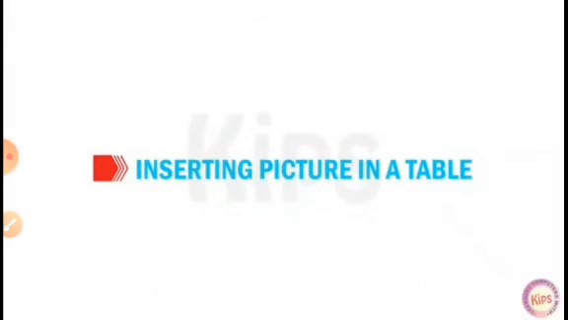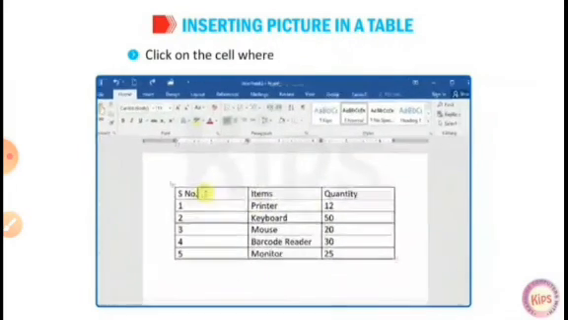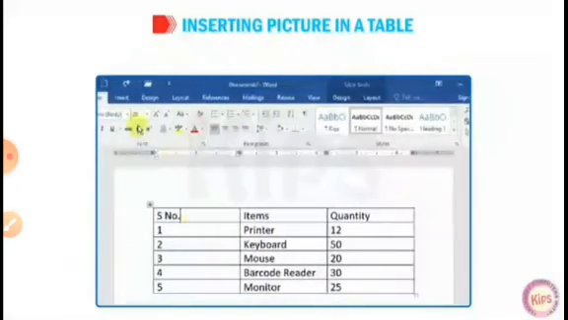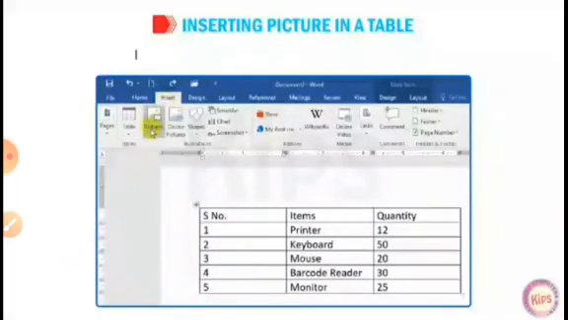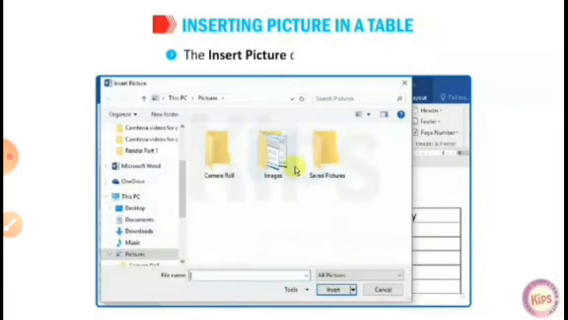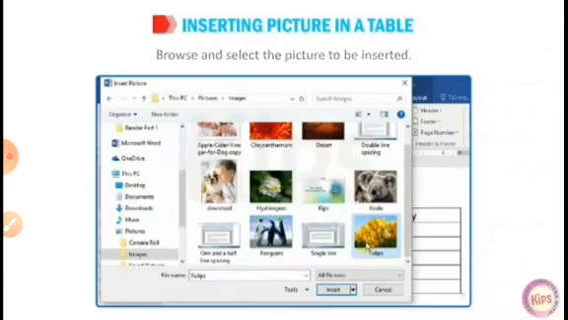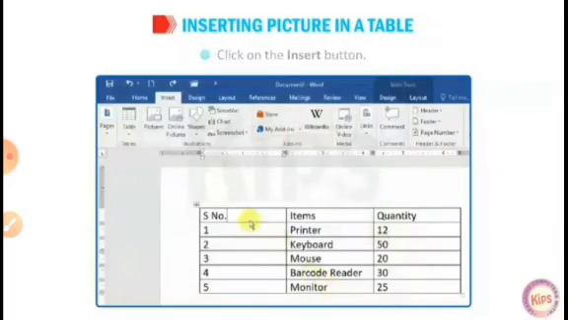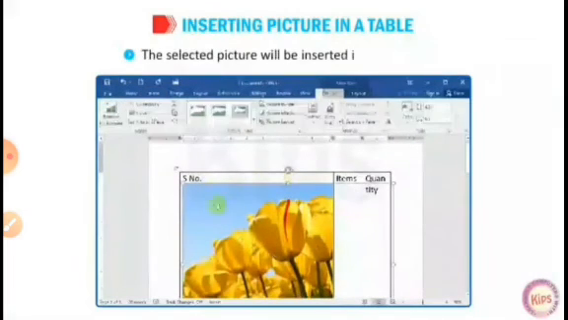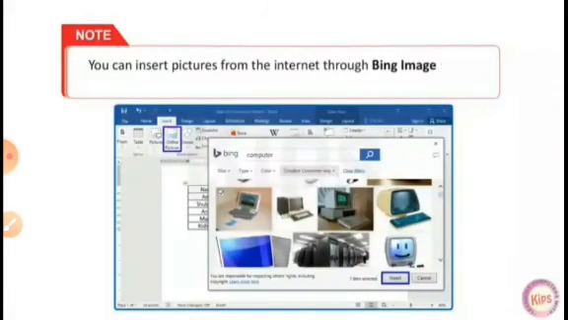Now, inserting a picture in a table. Click on the cell where you want to insert a picture and click on the Insert tab and then click on the Pictures option from the Illustrations group, and the Insert Picture dialog box appears. Browse and select the picture to be inserted and click on the Insert button. The selected picture will be inserted into the table. Now dear students, note it, you can insert a picture from the internet through Bing image search.